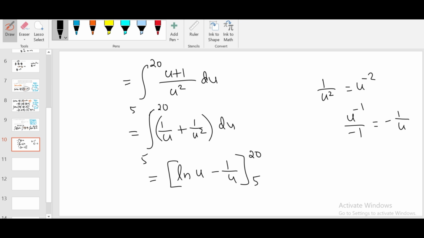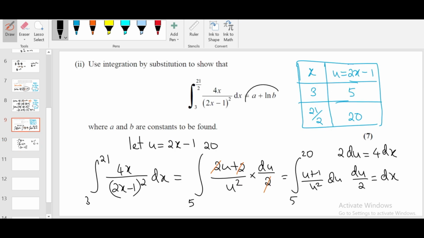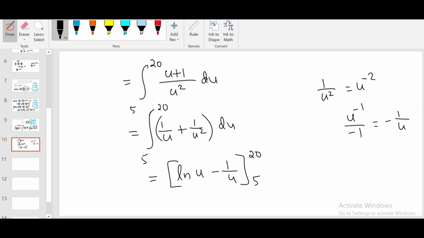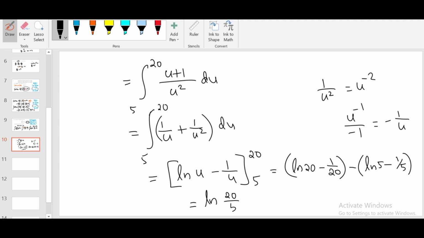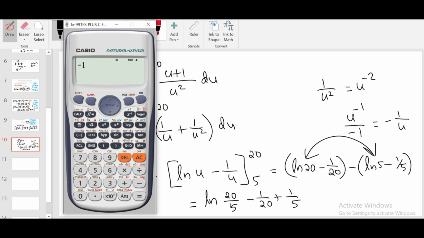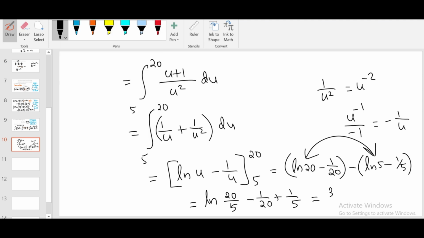5 to 20. Now we need to carefully sub in the limits and write the answer in this form, a plus ln b, a single logarithm. So I'm going to sub in upper limit in the place of u. So I will get ln 20 minus 1 over 20 minus, sub in the lower limit, ln 5 minus 1 over 5. So this can be written as ln 20 over 5. By applying laws of logarithm, you can combine these two logarithms. And then you have minus 1 over 20 plus 1 over 5. So minus 1 over 20 plus 1 over 5 is 3 over 20. And the 20 over 5 is ln 4.